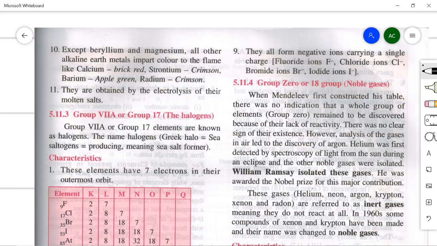So except beryllium and magnesium, all other elements impart color. Calcium is brick red, strontium crimson, barium apple green, and radium is crimson. They are also obtained by electrolysis of their molten salts.